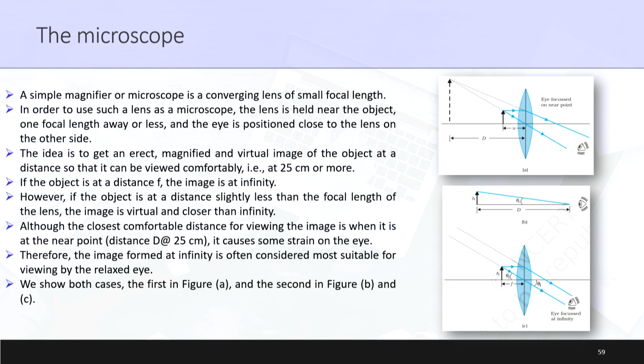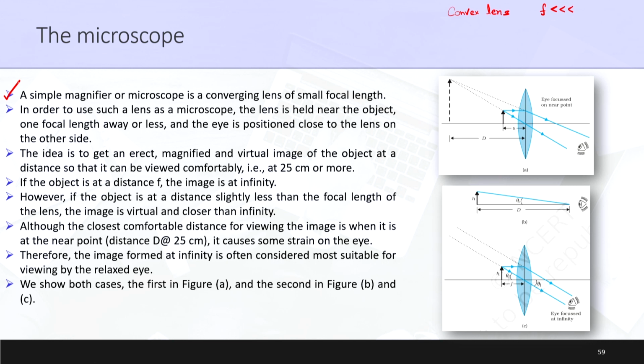So, a simple magnifier or microscope is a converging lens of small focal length. Basically, first of all, it is a converging lens. What does it mean, a converging lens? Basically, it is a convex lens. So, it is a convex lens, and the next thing is that the focal length is very small.